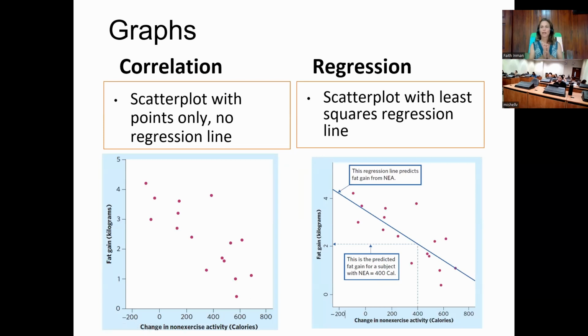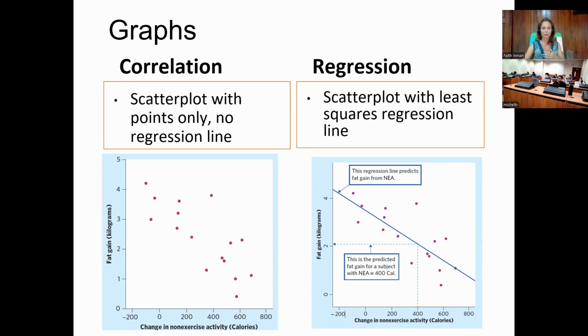Boom. Graphs. Okay. Graphs here are very, very similar. Again, subtle differences. With the correlation, you get a scatter plot with the points only. No line, no regression line. You'll see people do it. Sometimes I forget and I do it too. It happens. But technically, you shouldn't have a regression line on a correlation. If you do, it's a regression. Now, with a regression, you get the scatter plot with the least squares regression line, which is so awesome.